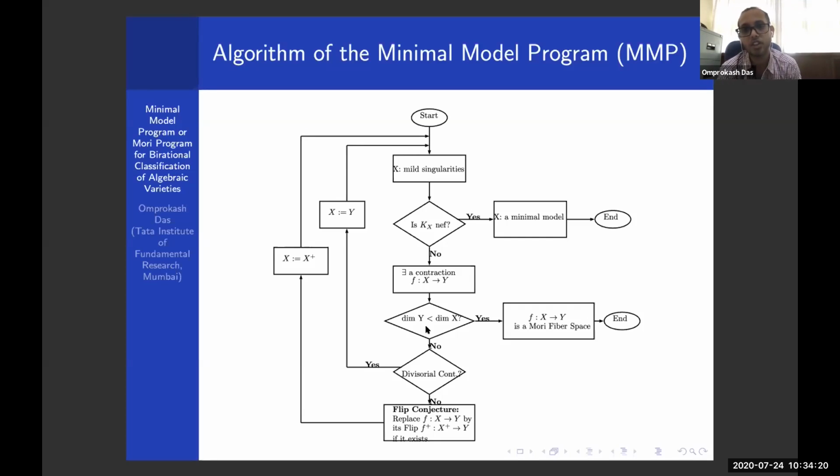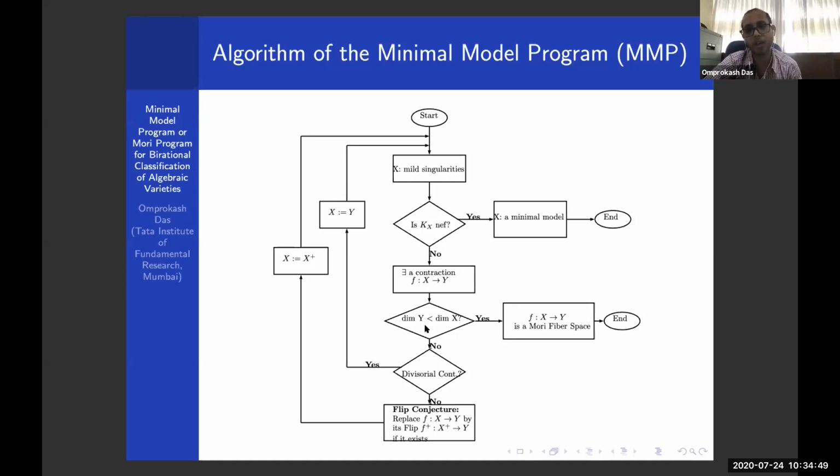Okay. So if the dimension is strictly smaller than X, then automatically this becomes a Mori fiber space. Remember, we defined Mori fiber space before. Mori fiber space means that the fibers of these morphisms are all Fano varieties. That means the anti-canonical divisor of the fibers is an ample divisor. An example is a projective bundle over any variety: take a vector bundle E over a variety X and take the projective bundle. That's an example of a Mori fiber space.